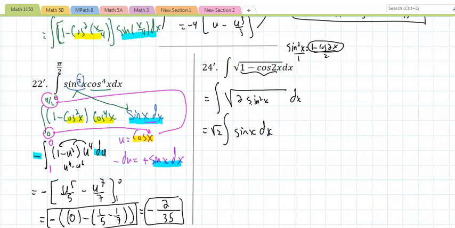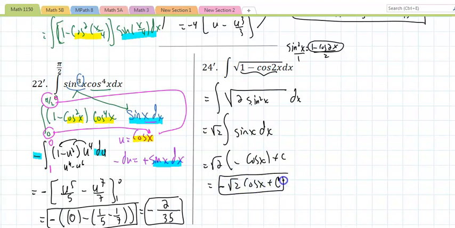Now, I should throw in an absolute value, but the majority of the problems in this book we kind of overlooked that. And what do you take a derivative of to get sine? Isn't that negative cosine of x plus c? So this would be negative radical 2 times the cosine of x plus c. So those are kind of mixed in there, but they're still sine and cosine.